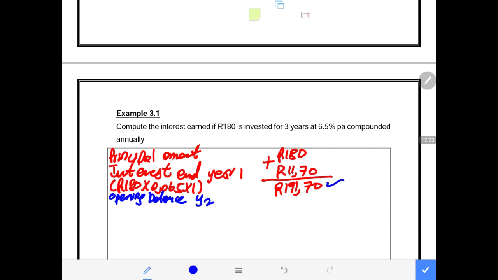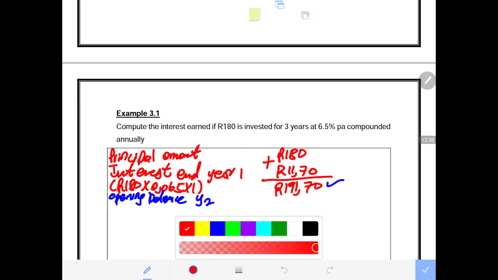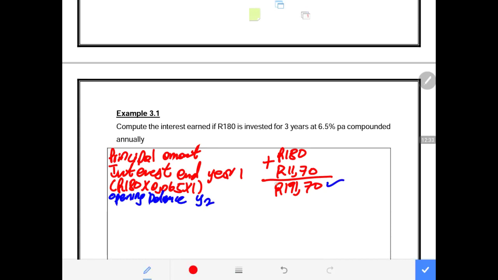Then we need to calculate interest for year 2 again. And interest for year 2 will be calculated from the balance we had at the beginning of year 2, not from the capital that we initially invested. Remember, when it comes to simple interest, interest is only earned on the amount that we have invested only. But when it comes to compound interest, we earn interest on the balance at the beginning of the period, of which the beginning of year 2 balance was 191.70.